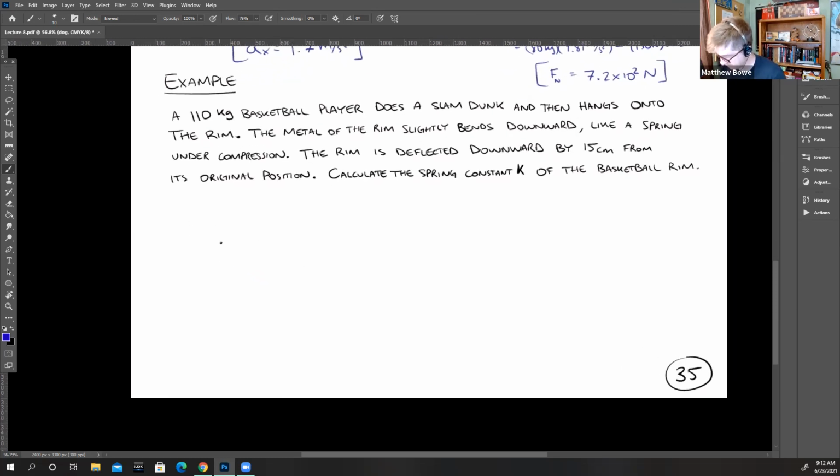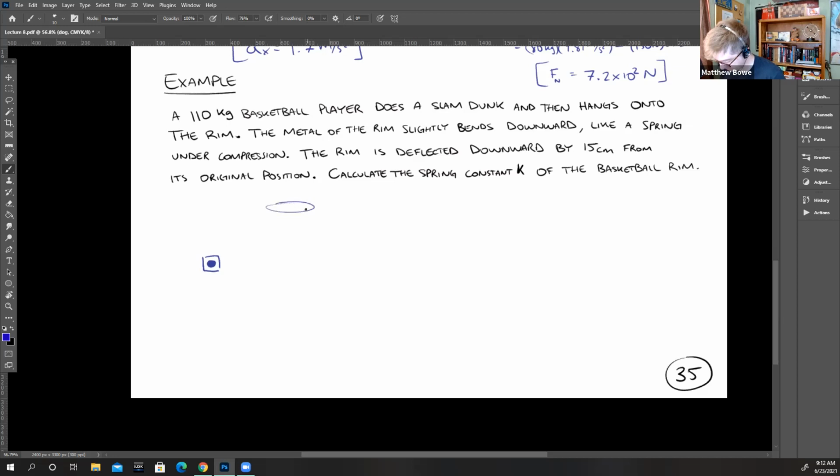So we'll put it right here. I'm not going to draw the basketball rim; I didn't do it beforehand, and I don't have the time currently. So I'm going to do the free body diagram version. Here is the basketball rim. Now I'll do just a tiny sketch.